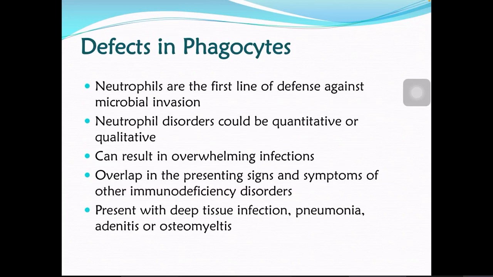Right, defects in phagocytes. Phagocytes are the first line of defense. So now I have finished with the T cell disorders, and now we are going into the non-specific immune response causing cells. Neutrophils are the first line of defense against microbial invasion. The problems related to neutrophils could be either a problem in relation to quantity or in relation to quality. And the defects in neutrophils can give rise to overwhelming infections.